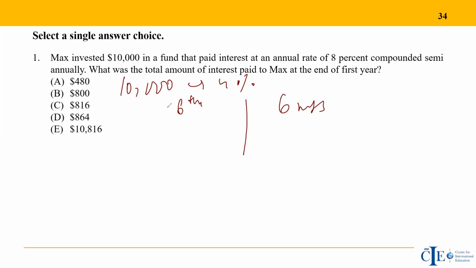So here 4% of 10,000 you will pay in the first cycle as well as the second cycle. So 4% of 10,000 would be 400. 1% is 100, so 4% is 400. So this 400 will come here as well as here, right? Which is 800.